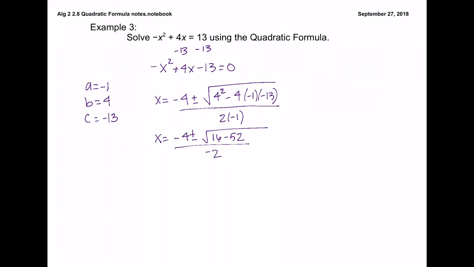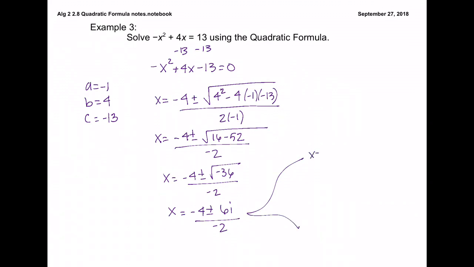I then want to simplify further. So I get x is equal to negative 4 plus or minus the square root of negative 36, all over negative 2. The square root of negative 36 simplifies to 6i, so x equals negative 4 plus or minus 6i all over negative 2. I can split my x into two problems and have x equals negative 4 plus 6i over negative 2, and x equals negative 4 minus 6i over negative 2.